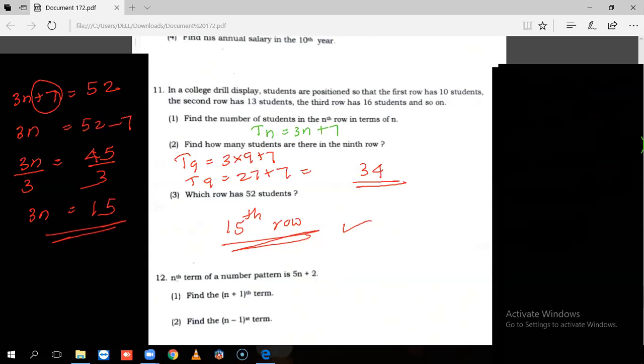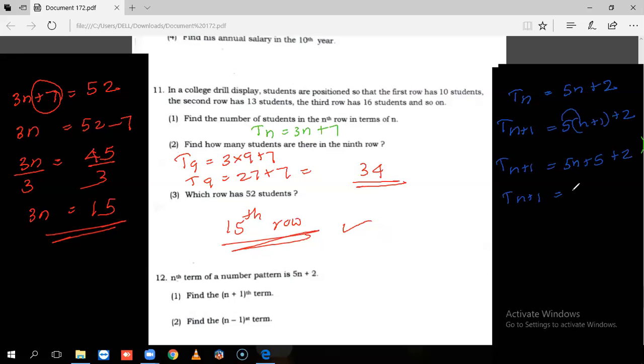The general term given here is tn equals 5n plus 2. Substitute n plus 1 into it. tn plus 1 equals 5 into n plus 1, plus 2. Then tn plus 1 equals 5n plus 5 plus 2, so tn plus 1 equals 5n plus 7. So the tn plus 1 term equals 5n plus 7.